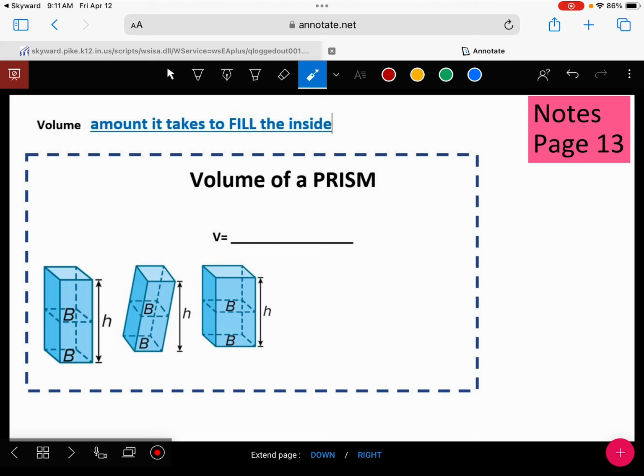So at the top, go ahead and write what the definition of volume is. When we talk about volume, page 13, is the amount it would take to fill something.